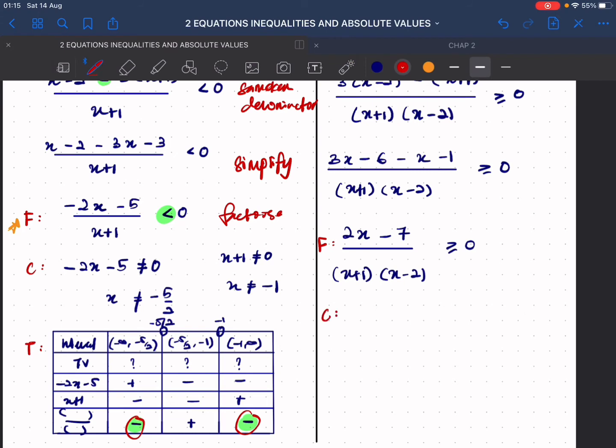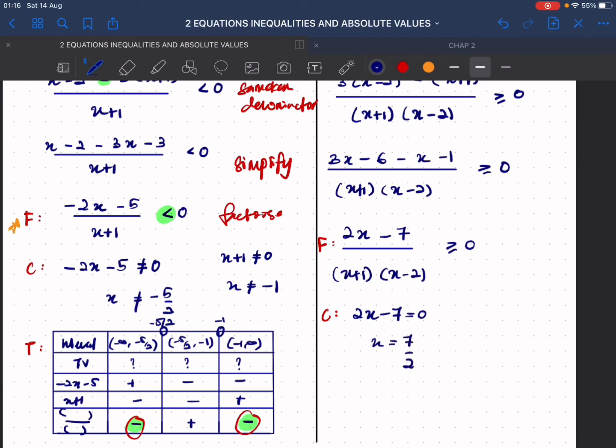So critical values pun kena ada 3 lah. Since factor ada 3, critical values kena ada 3 juga. Ingat, dalam soalan ada equal. Okay, dalam factor kita ni ada equal. So yang mana satu yang equal? Yang atas sahaja. Denominator cannot equal 0. So apa yang kita ada? 2x minus 7 equals to 0. X equals to 7 over 2.